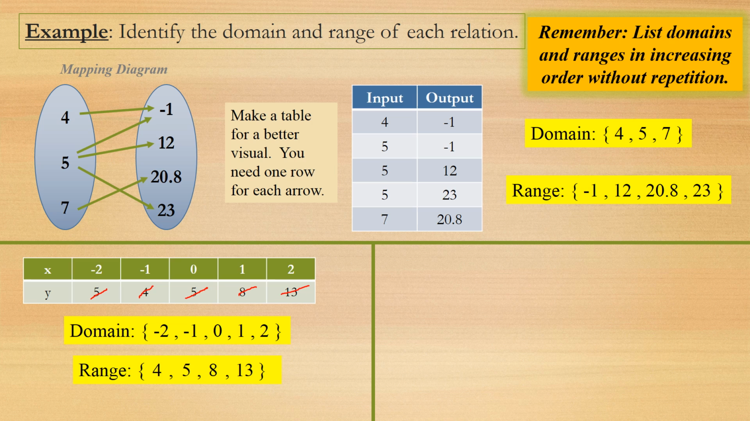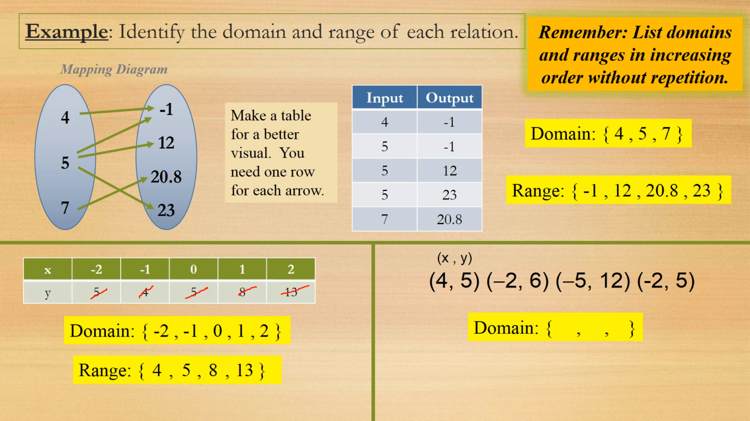And there's the range: 4, 5, 8, 13. In the final example, we have a bunch of ordered pairs listed as x and y. X is the input, y is the output. For the domain, start with the lowest and go to the greatest. The smallest x value we have is -5.